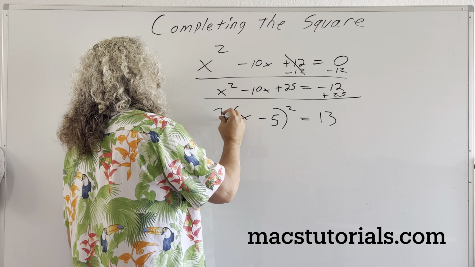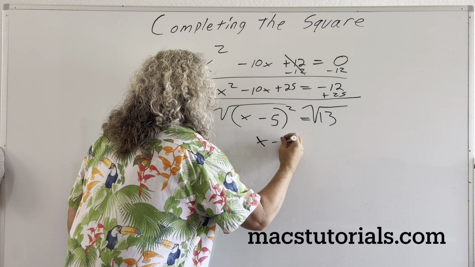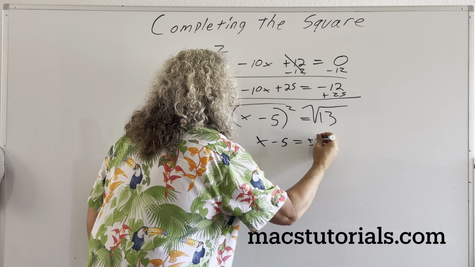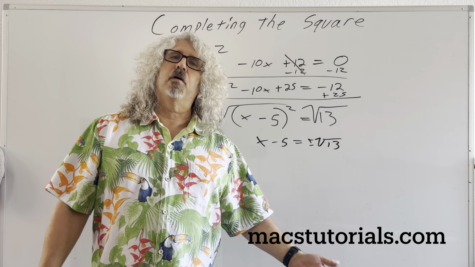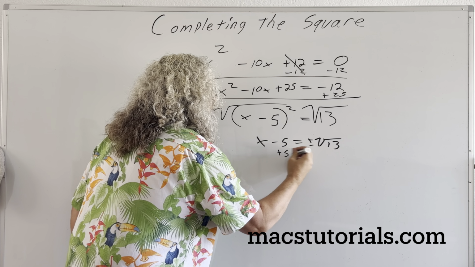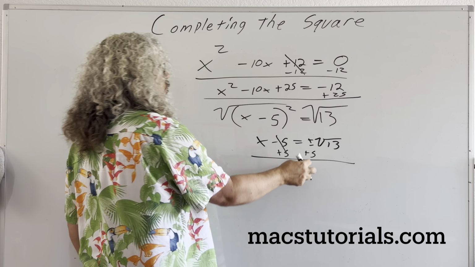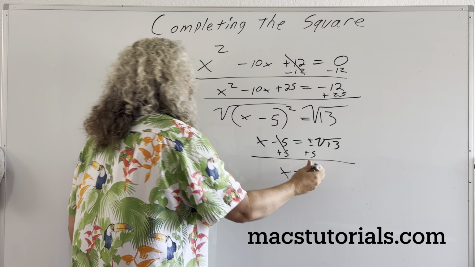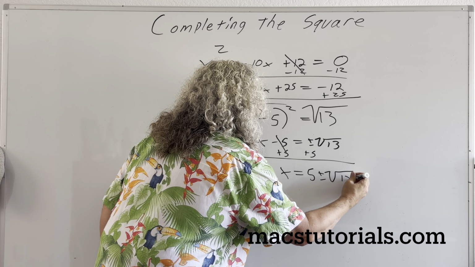So now once you get that, you're just going to take the square root of both sides. And I'm going to get x minus 5 equals plus or minus the square root of 13. Remember, when you square root both sides, you've got to do the plus or minus on it, okay? So now I'm going to add 5 to both sides. Boom, done. x equals, write the constant in front of the plus or minus, 5 plus or minus the square root of 13.